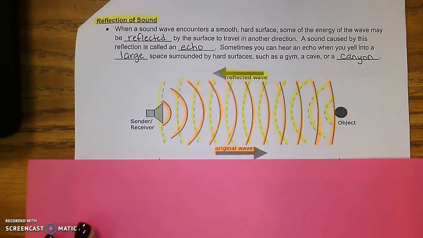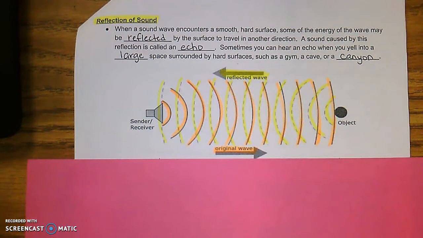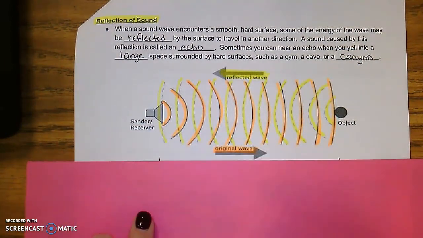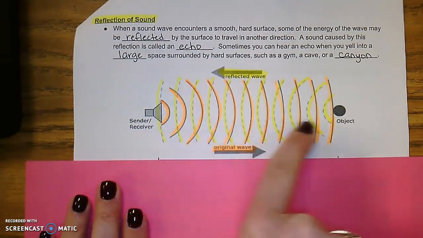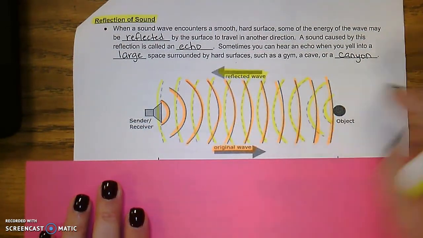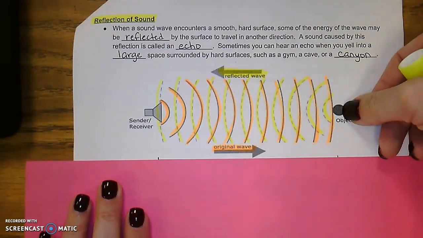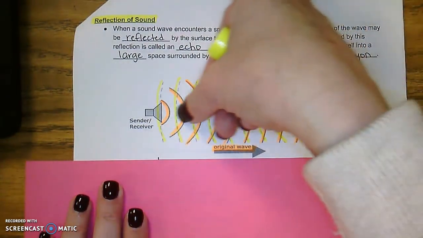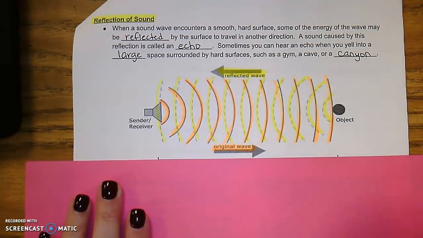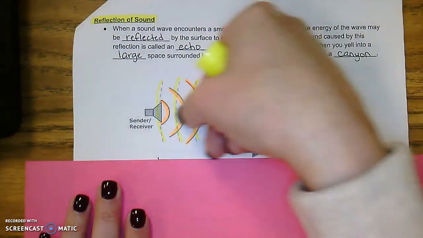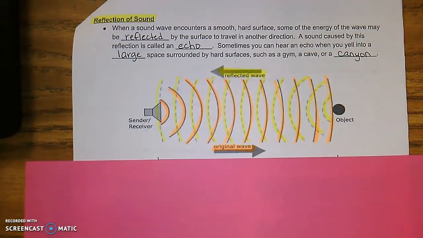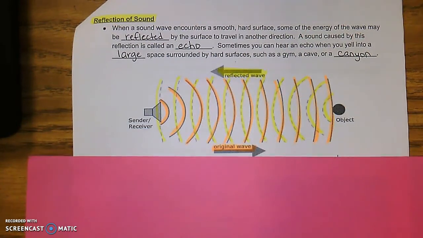So here's a diagram of how a sound wave bounces off of a hard surface. Take a moment and highlight this. We have the original wave in orange going this way, and then we have the object that it bounces off of. I have that in yellow. That's the reflected wave coming back. The sender sends the wave out. When it bounces off the object, it then receives the wave back. And this can be used for many different uses that we'll discuss in a moment. So take a second and highlight that two different colors.